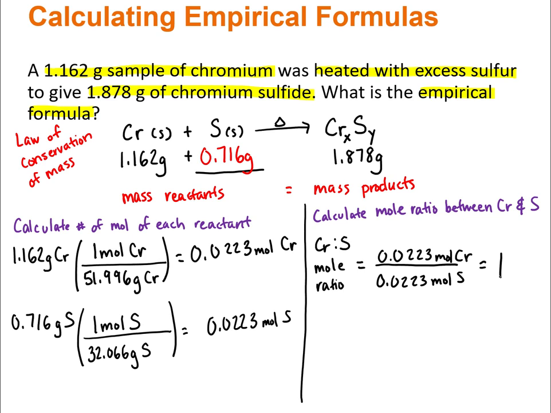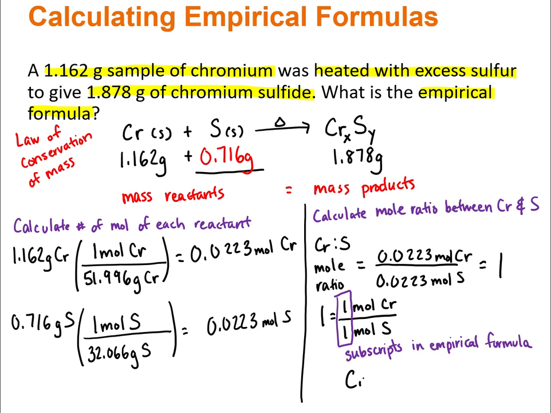So if you did that division, you would get 1. But what does that 1 mean? It means that if you have 1 mole of chromium, then you also have 1 mole of sulfur. These numbers are the subscripts in our empirical formula. Now, we don't write the ones as subscripts, we just write the element, right? So that is the empirical formula for this compound.